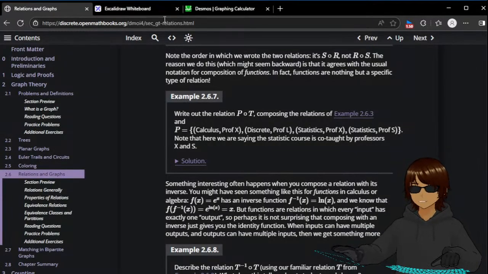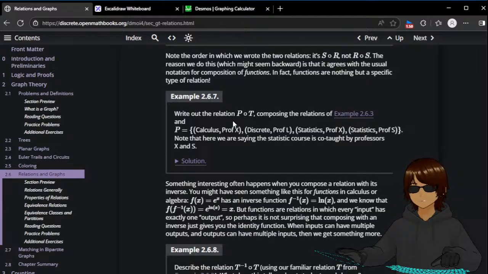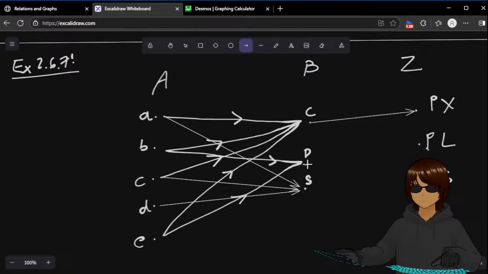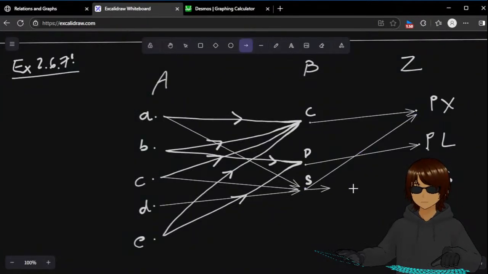So what do we have? Calculus, Professor X. So it's going from calculus to Professor X. Discrete, Professor L. Statistics, Professor X. And then Professor S.